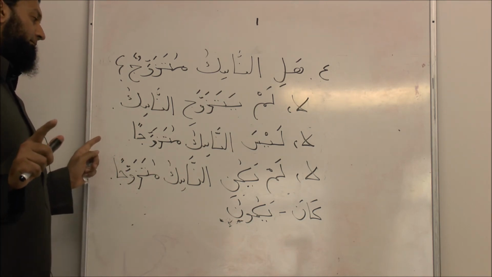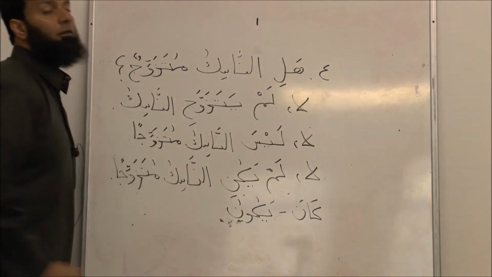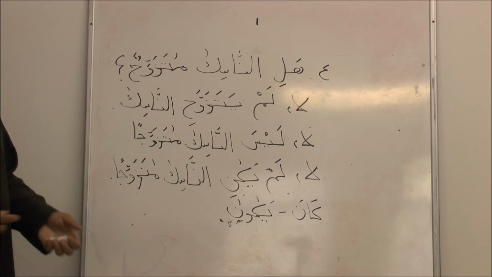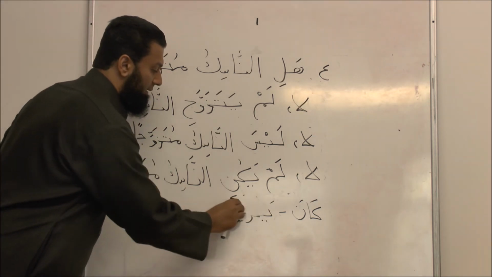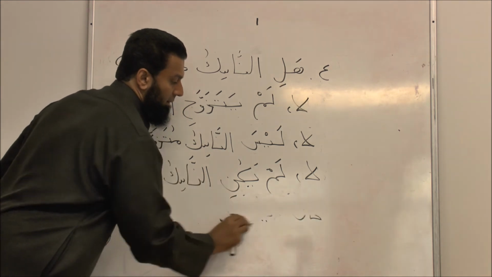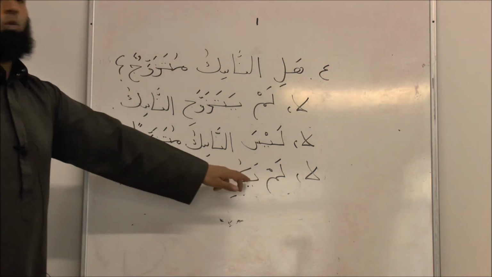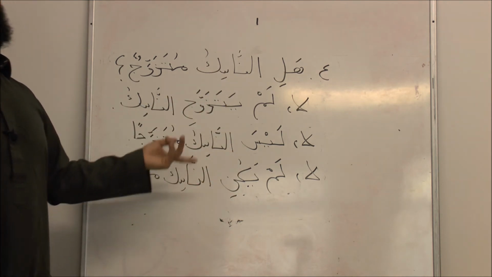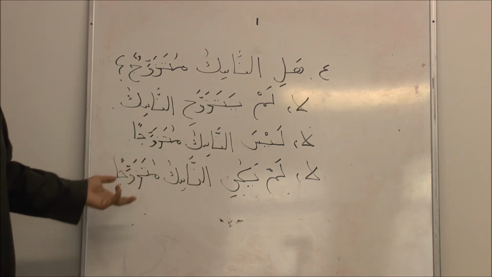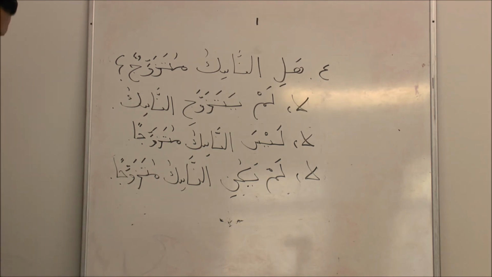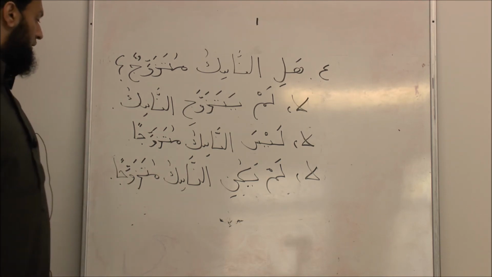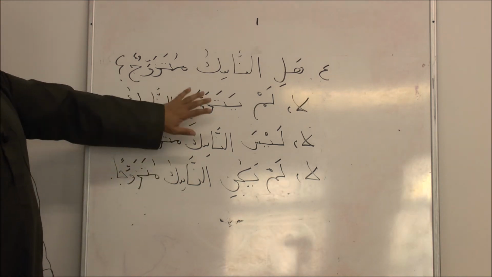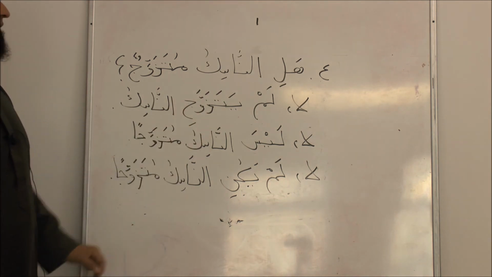But we place lam before it to negate it. So now what we're saying is, he wasn't. Who wasn't? An-nasiku. What wasn't he? Mutazawwijan, married. Lam yakun an-nasiku mutazawwijan. So we've got 3 different ways.